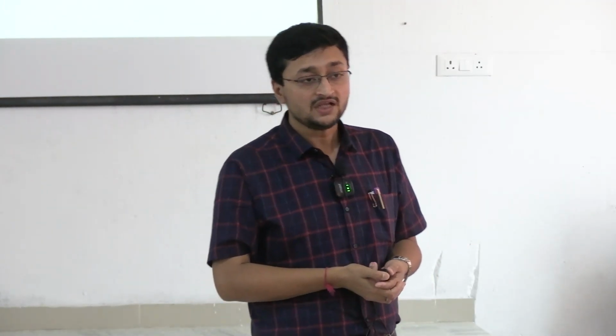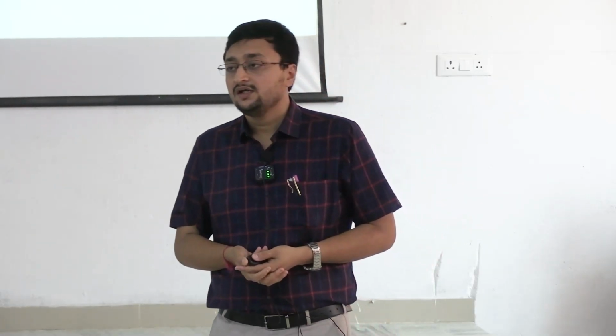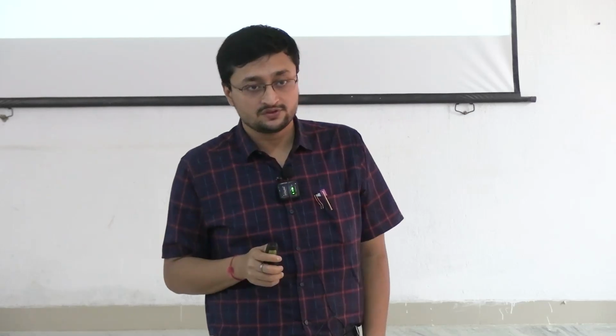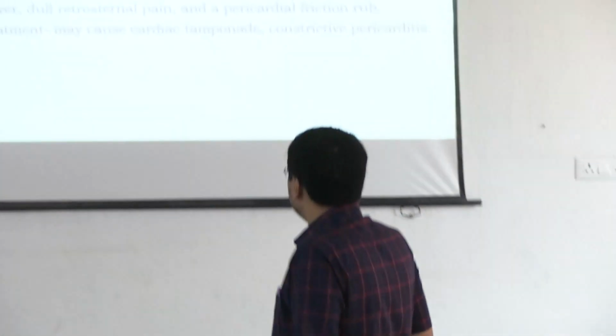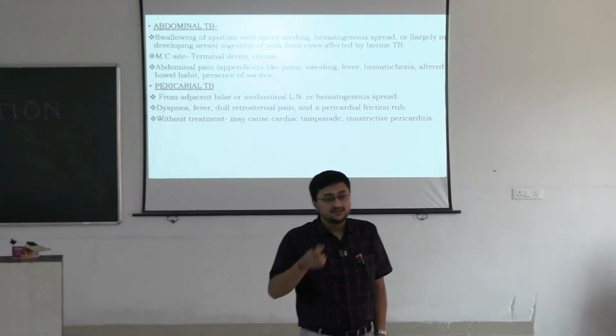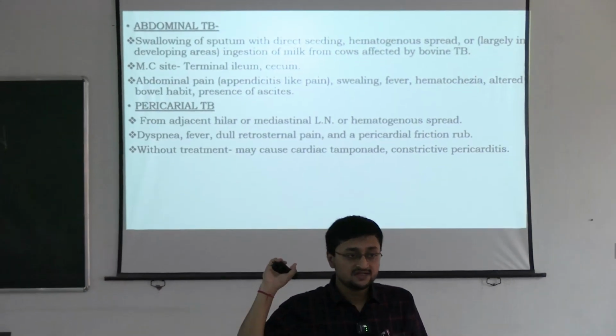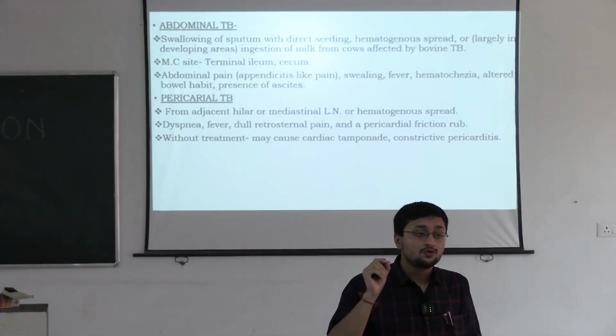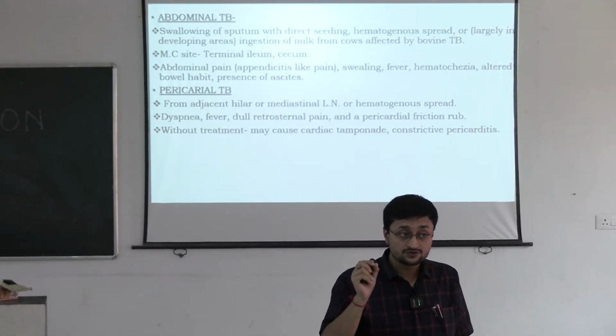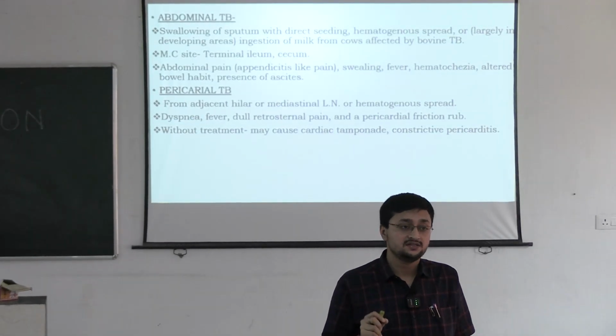So this is called Beck's triad. You will learn it slowly: raised JVP, hypotension and bradycardia, right? And muffled S1 also. So these are the signs and symptoms of pericardial tuberculosis. Without treatment, pericardial tuberculosis may result in constrictive pericarditis. This is the most dreadful complication of pericarditis.